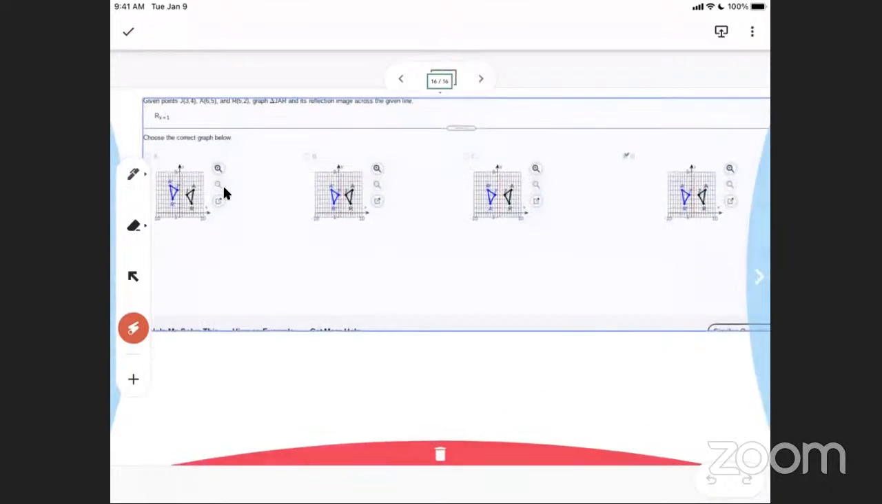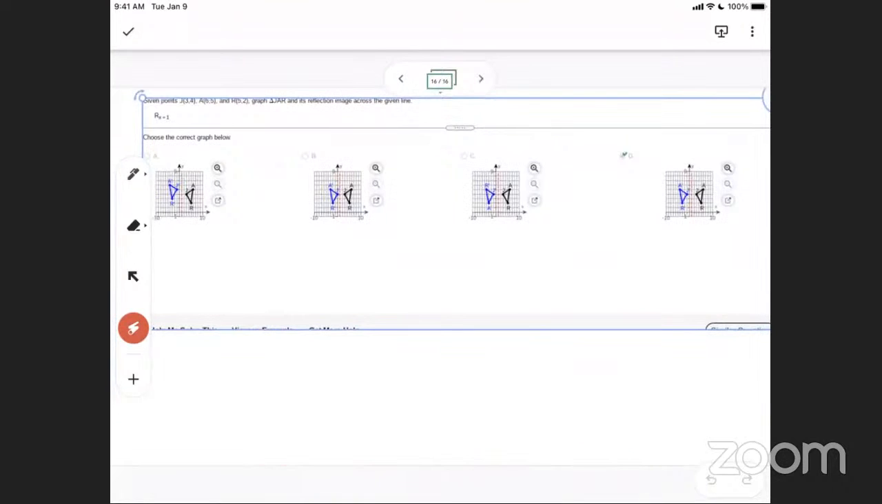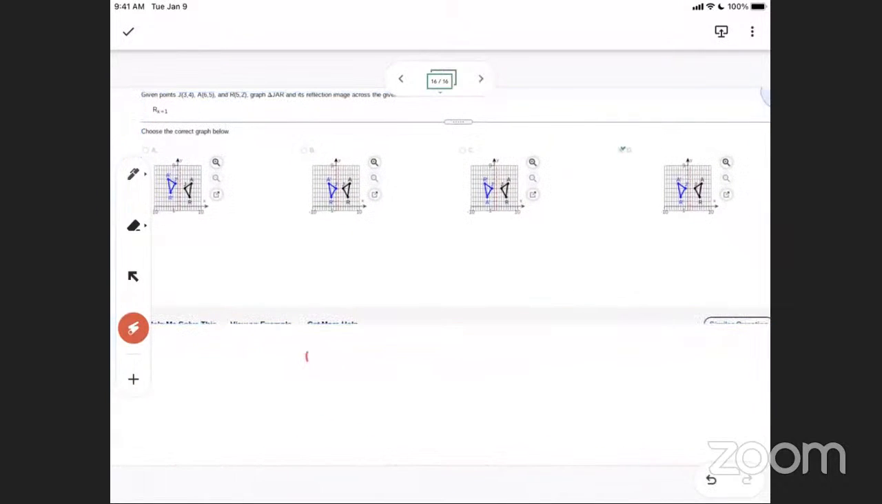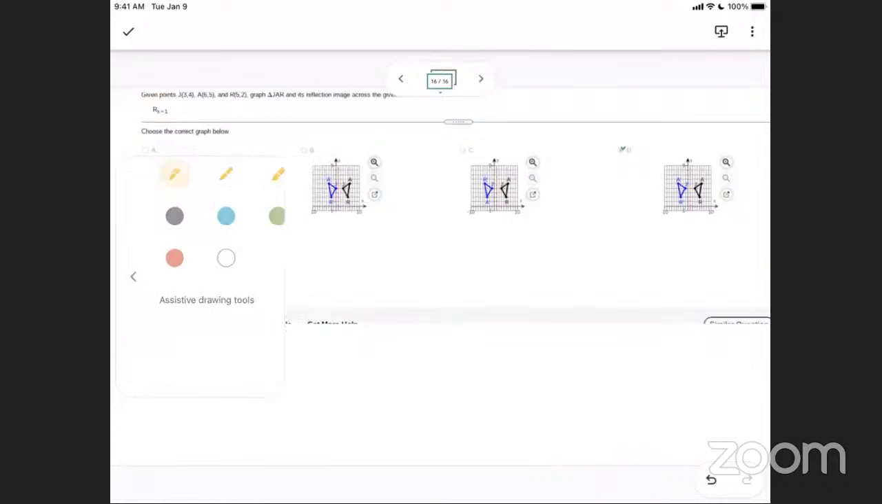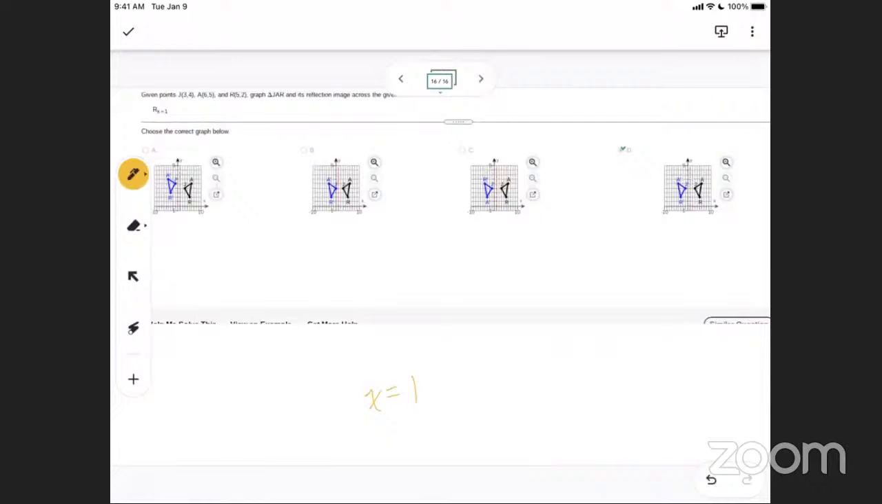All right. This says, given the points, graph AR and its reflection image across the given line. So they want you to reflect it across the line. Can you see what this says here? What line would that be? The line x equals 1. What kind of line is x equals 1? Horizontal. Remember, when it says x equals, what kind of line is that? If it says x equals, it's not horizontal. Vertical. It's vertical.